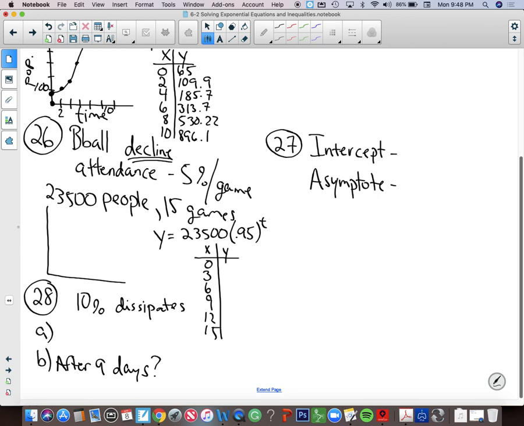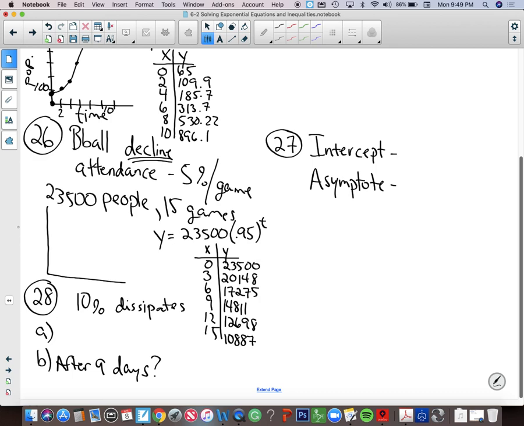So I'll get you guys your points for those. So 0, that's our starting amount, 23,500. And then at 3, we got 20,148. At 6, we got 17,275. And then at 9, we have 14,811. 12, we got 12,698. And then 15, after 15 games, we're only down to 10,887 people.